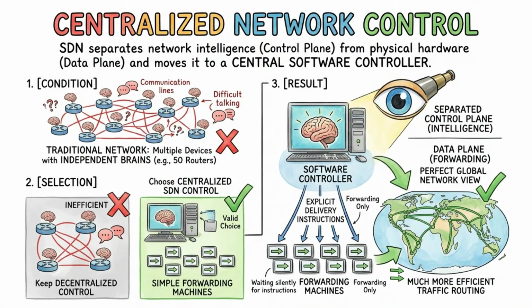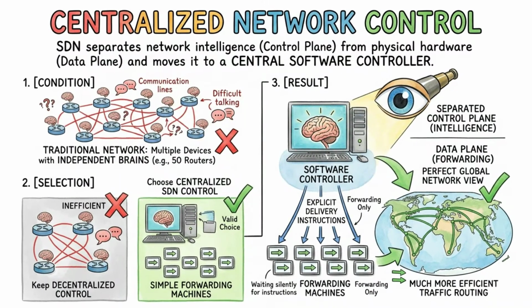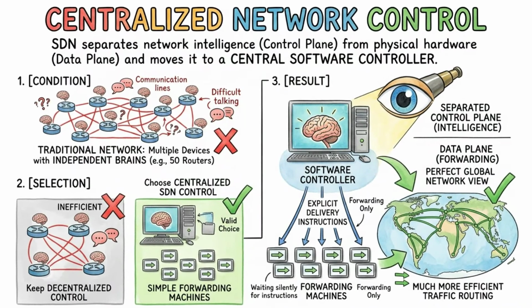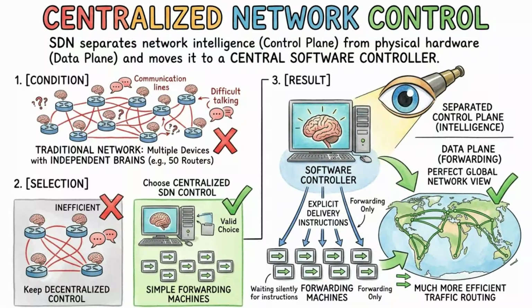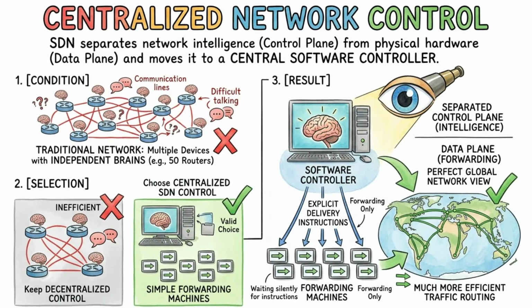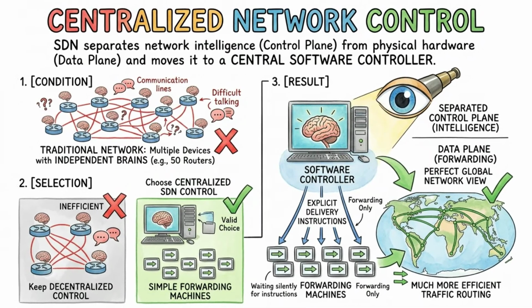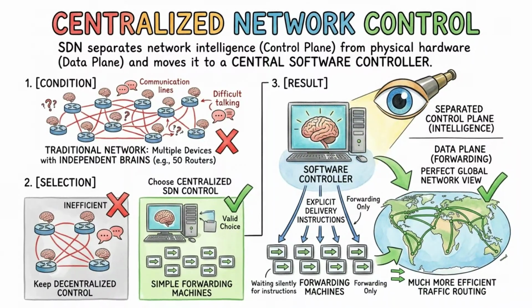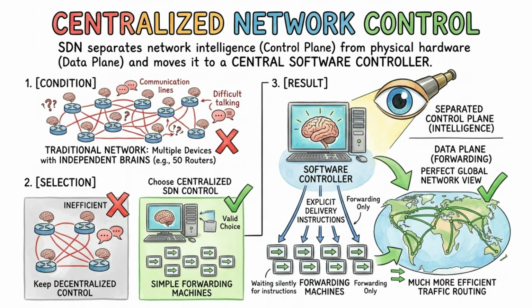Software-defined networking completely changes this traditional design by physically separating the intelligent control plane away from the hardware data plane. Instead of having 50 independent router brains trying to talk to each other, engineers remove all the brains and combine them into one incredibly smart, centralized software controller. The 50 physical routers left behind simply become forwarding machines that wait silently for explicit delivery instructions from the central software controller. This centralized intelligence gives the software controller a perfect, bird-eye view of the entire global network, allowing it to route traffic much more efficiently than traditional isolated routers ever could.